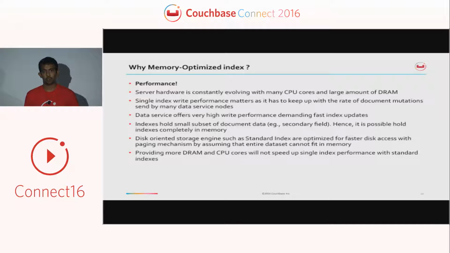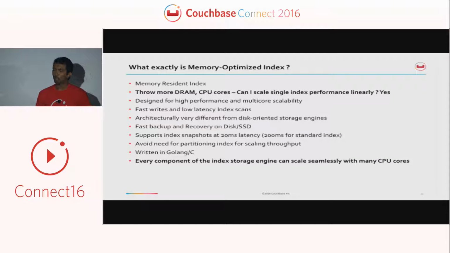We need better performance. So what if we make the assumption that the entire index can fit in memory? Can we do better? That is the question. So what exactly is a memory optimized index? It's a memory resident index, which assumes your entire index can fit in memory. And if you throw in more DRAM and CPU cores, can I scale my single index performance almost linearly?